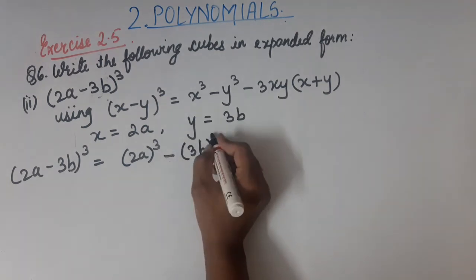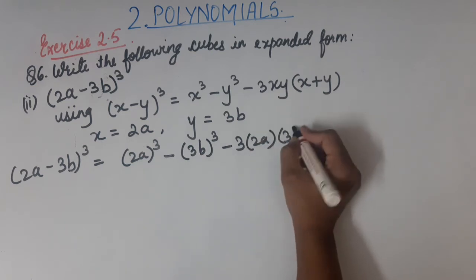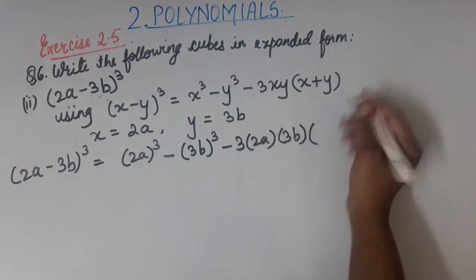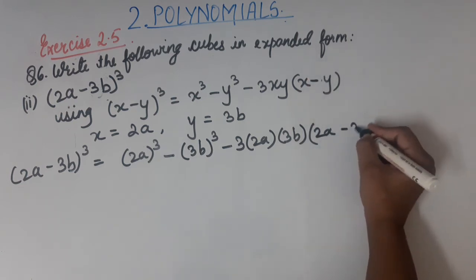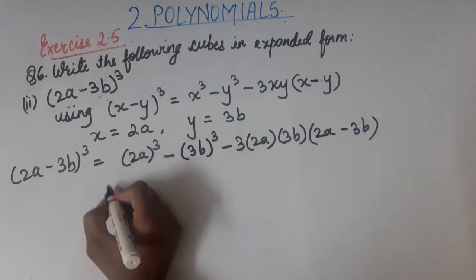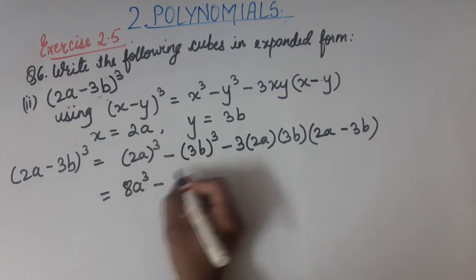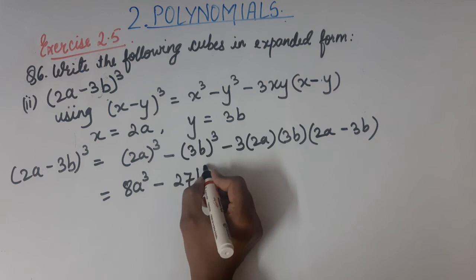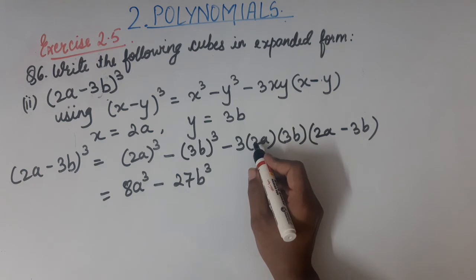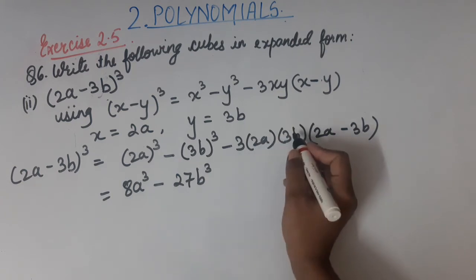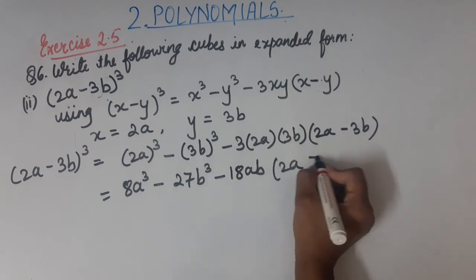It will be 3b cube minus 3 into x, which is 2a, into y, which is 3b, and x minus y. So x is 2a minus y is 3b. Now solve this. 2 cube is 8, a cube, minus 3 cube is 27, b cube. Now multiply this: 3 into 2 is 6, 6 into 3 is 18, and a into b is ab. So minus 18ab in bracket 2a minus 3b.